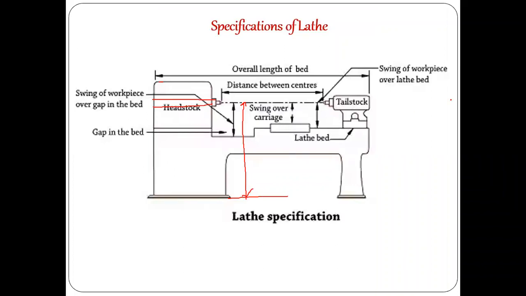For example, going to the next slide, maybe you can see in this picture the specifications. The distance between the centers is one of the important specifications. This live center and tailstock, that is, headstock to tailstock. If you know this specification, then only can you decide how much length of workpiece you can machine on a lathe. So this is the most important specification of any lathe. The distance between the centers is nothing but the center distance.